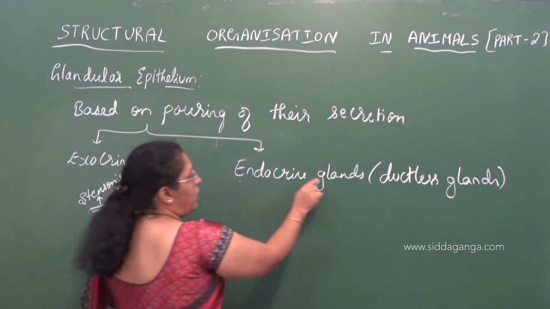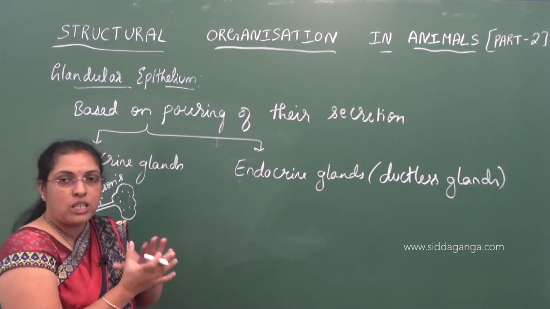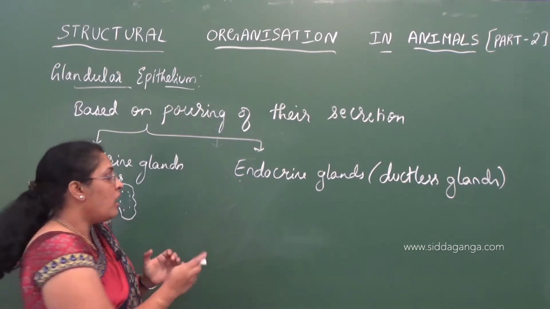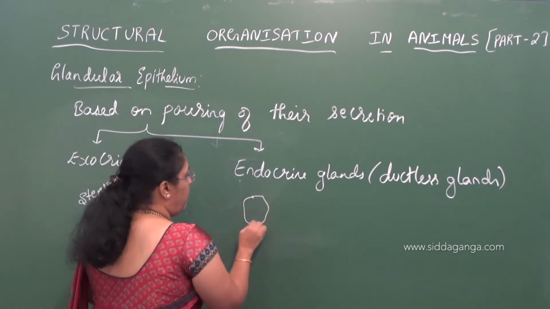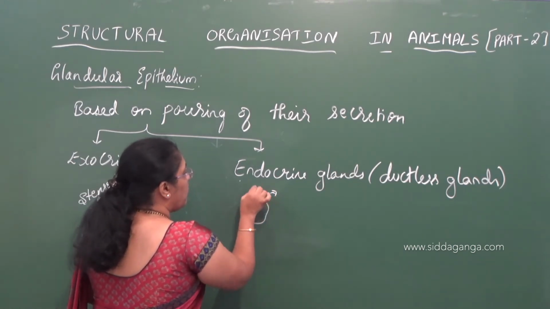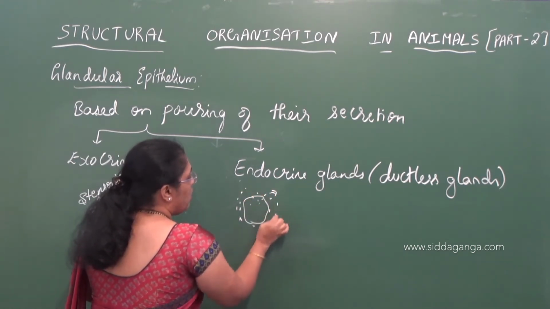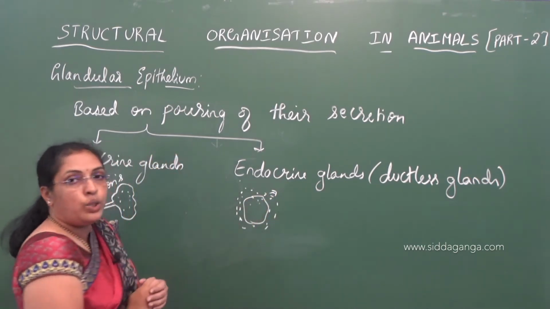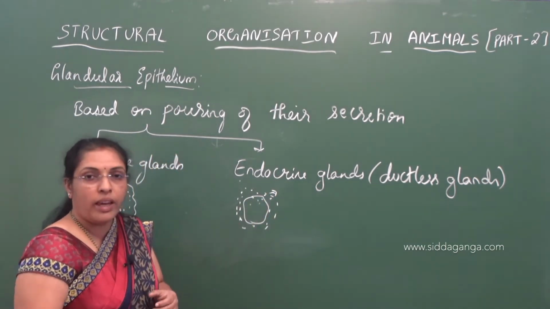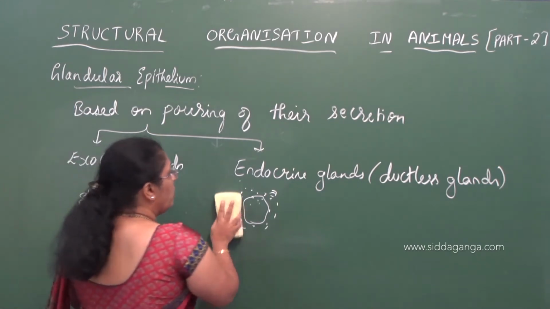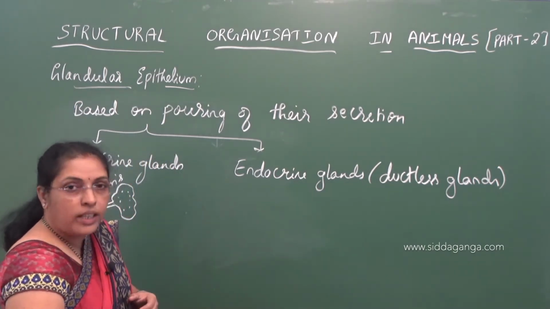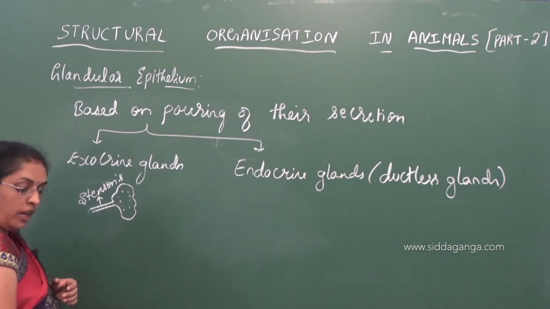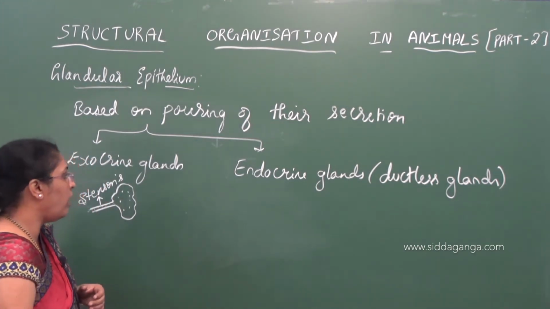Whereas in endocrine gland, there is no duct to release their secretion. Whatever secretion occurs in a gland will be directly released into the surrounding connective tissue, mainly into the blood. Through the blood, it will be carried to the target organs where the function of that secretion is needed. That is the difference between exocrine gland and endocrine gland.